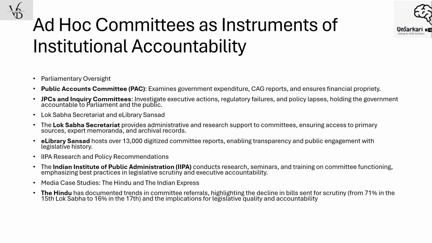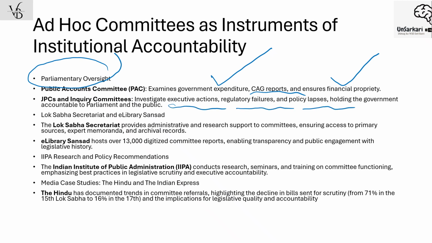Ad hoc committee as an instrument of institutional accountability. How? There is parliamentary oversight. How is it to be seen? Like public accounts committees, it examines government expenditures, CAG reports, and ensures financial propriety. JPC and inquiry committees investigate executive actions, regulatory failures, policy lapses, and hold the government accountable to Parliament and the public.